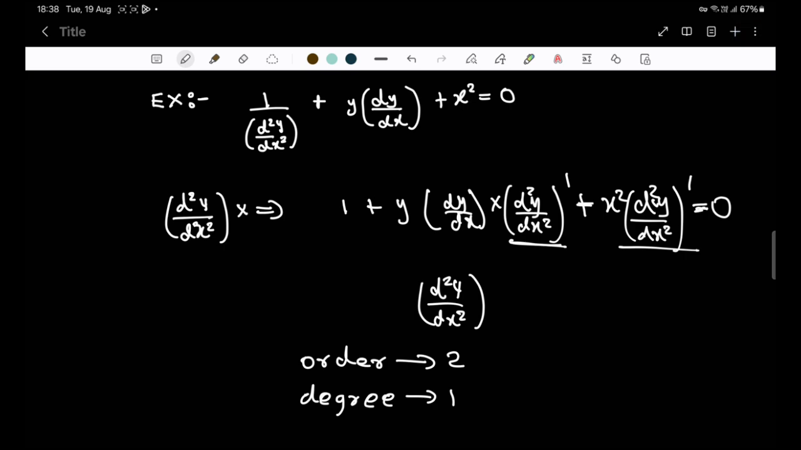That's all for this video. I think you can find the order and degree of a differential equation by these steps, right? I'll see you in the next video.